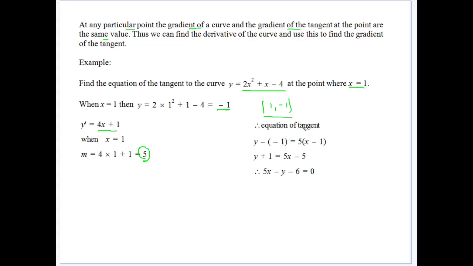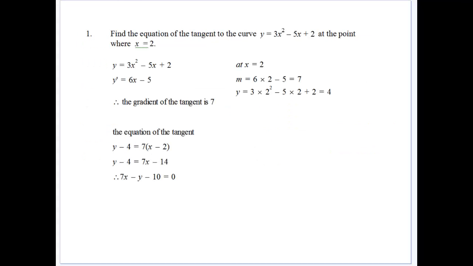We put it into our equation of the tangent, and we use the formula y minus y1 equals m outside of x minus x1. So that's where we get our equation of our tangent. We do that substitution and get y plus 1, expand our bracket to get 5x minus 5, and then we can clean it up by putting all the terms on one side together: 5x minus y minus 6 equals 0 in the general form. So that's what we're trying to do. We're trying to find the equation of a line, and to do that we need a gradient and a point. And we're getting our gradient this time using calculus.